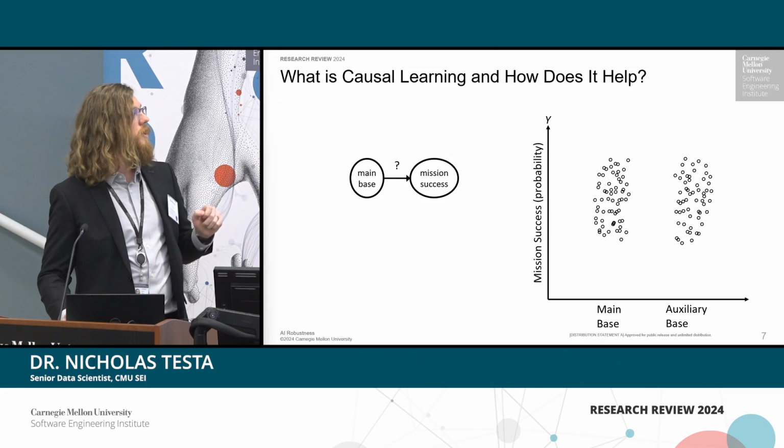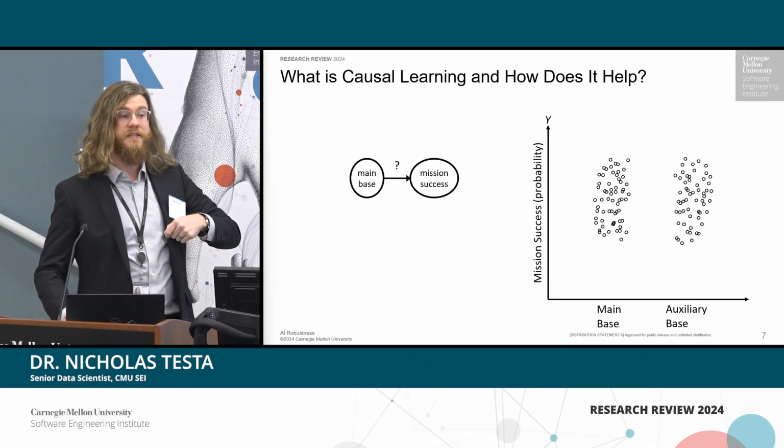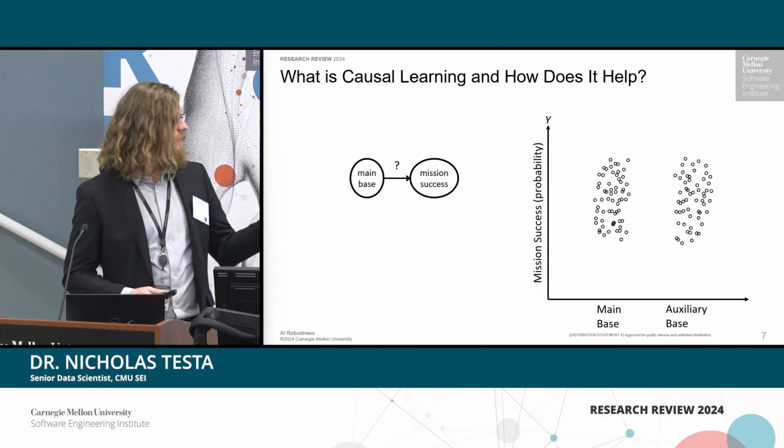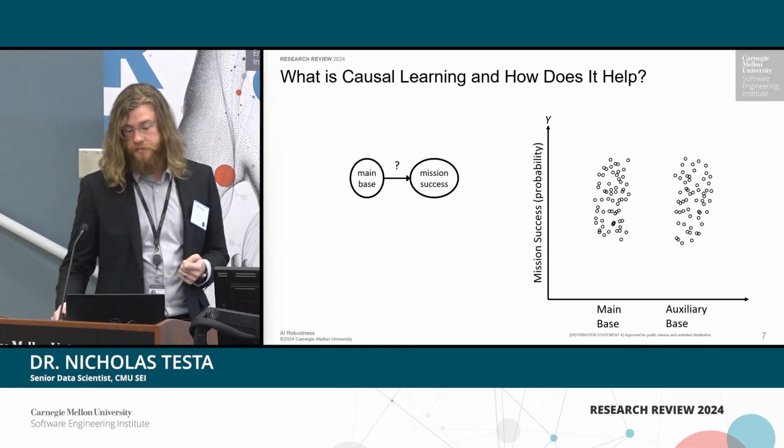It helps us tackle problems of identifying things like Simpson's paradox or survivorship bias, which in this case may be occurring here, which is what makes them look so similar.